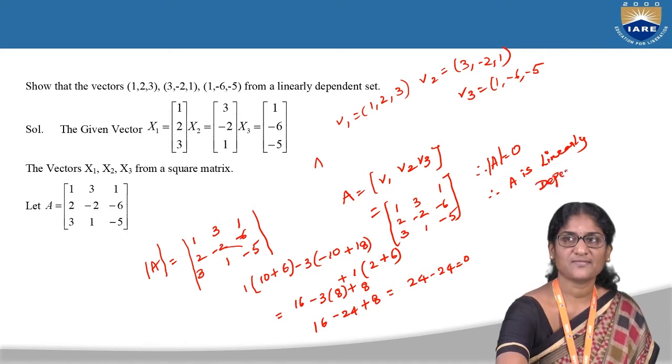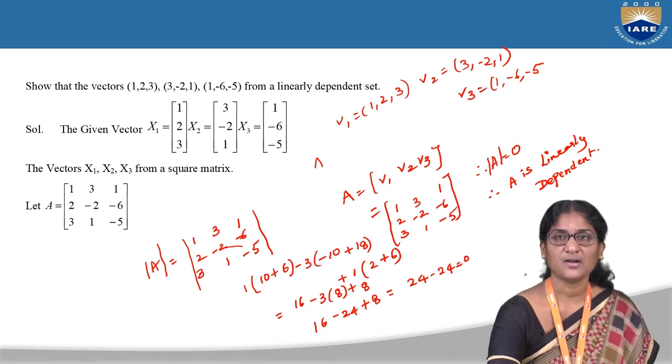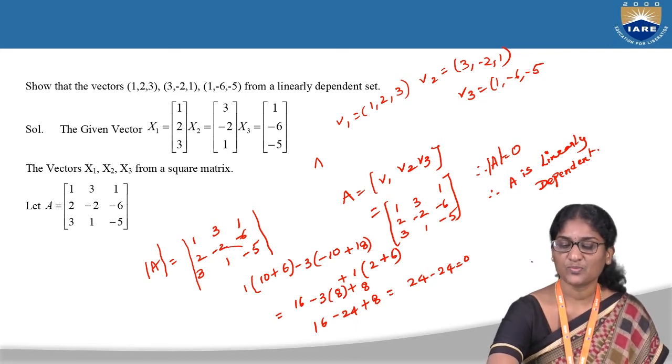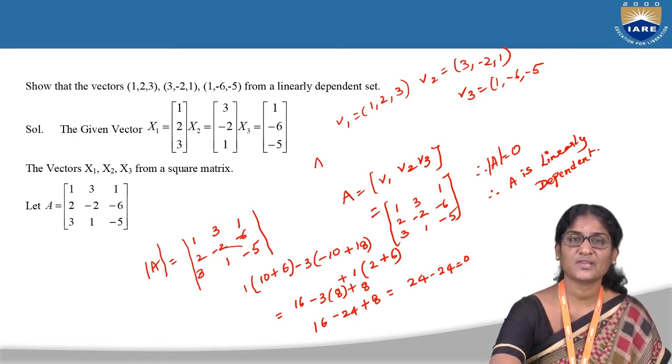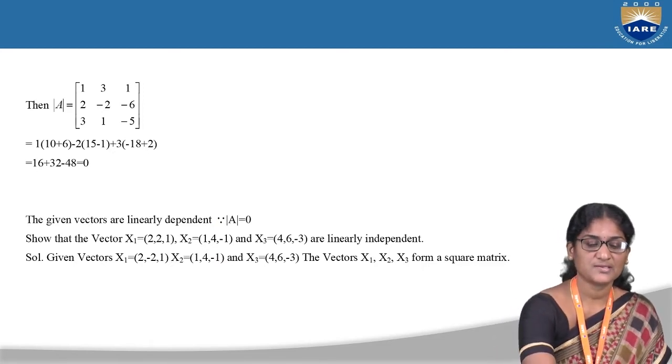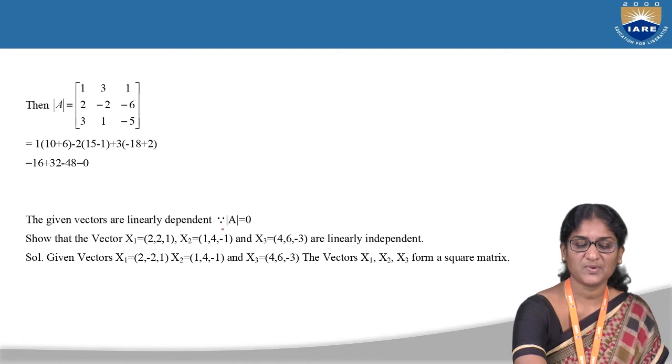So this is how we can find out whether the vectors are linearly dependent or not for the square matrices up to order 2. Suppose if you have any other matrix with more than order 2, then we need to go for the echelon forms. Okay, so here I've calculated it as 0. The given vectors are linearly dependent since the determinant is equal to 0.